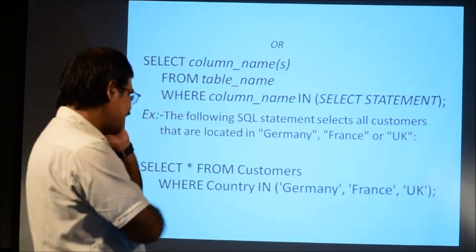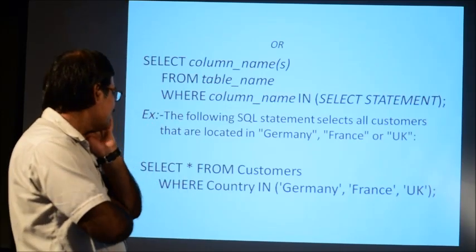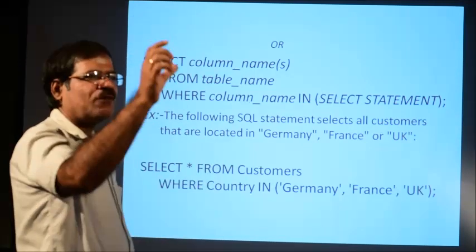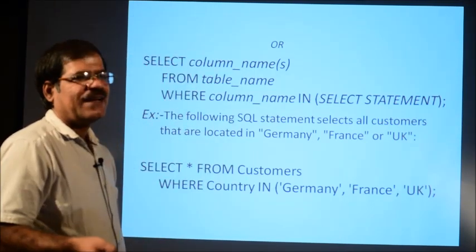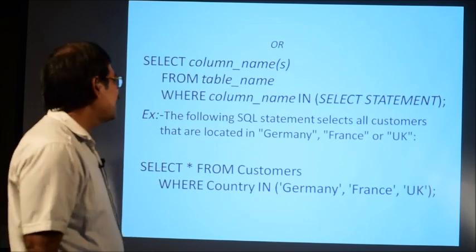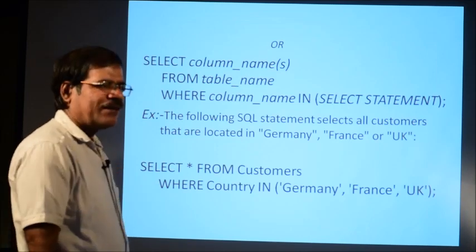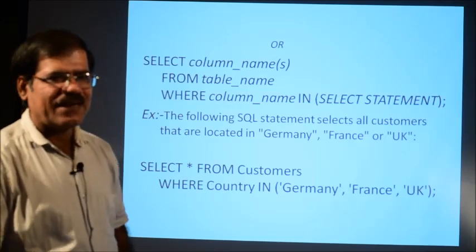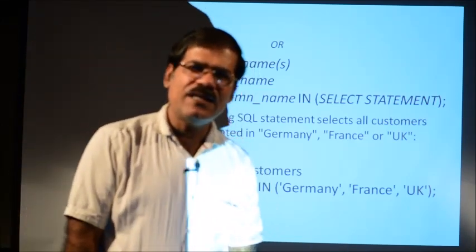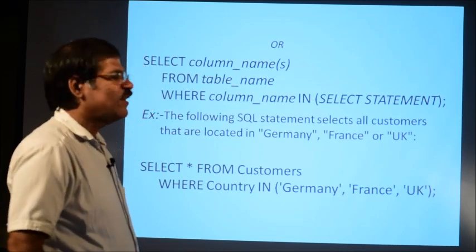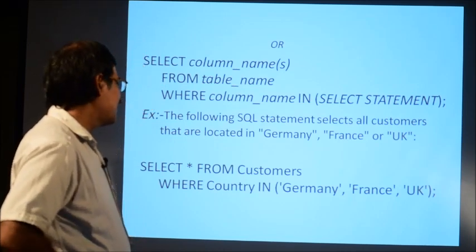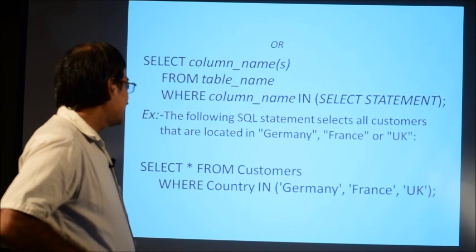How can we write this? There are so many countries in a table: UK, France, Germany, India, Pakistan. Different countries are there in the table, but my requirement is to fetch the records only where the country name is Germany, France and UK. There are multiple values. How can we fetch the records? By using the IN operator.